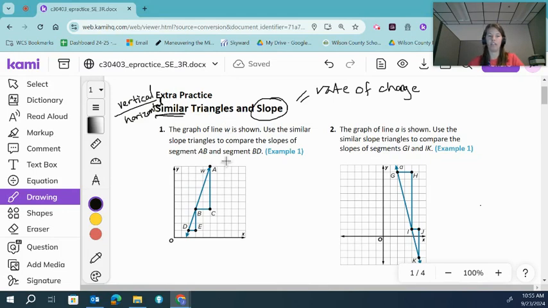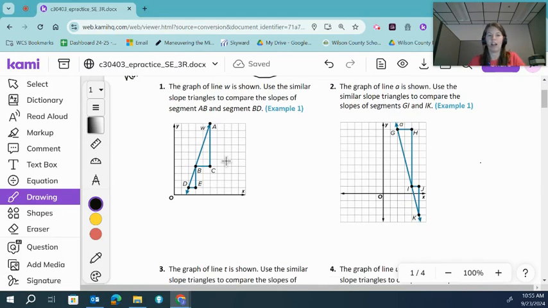All right, so let's take a look at number 1 here. It says the graph of line W, which you can see is labeled here as this diagonal line, is shown. Use the similar slope triangles to compare the slopes of segment AB to BD. So we are comparing this segment here to this segment here, and we are going to use our triangles to help us do that. And again, the vertical height over the horizontal height.